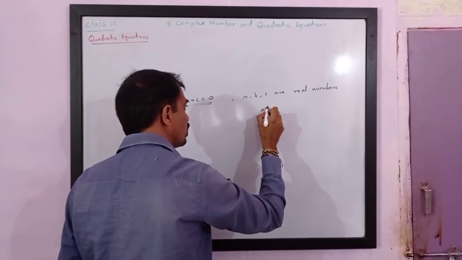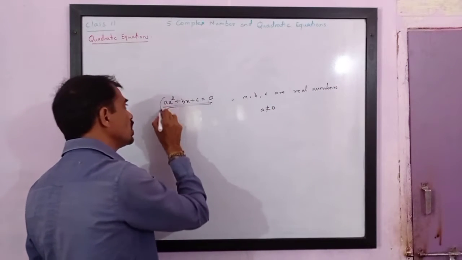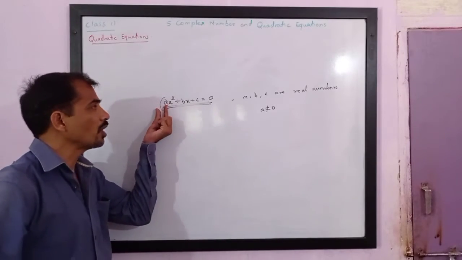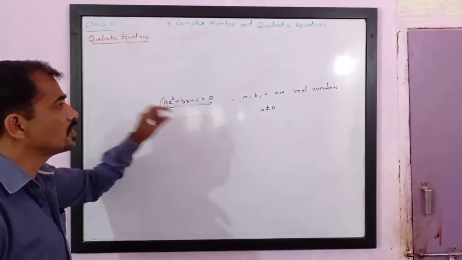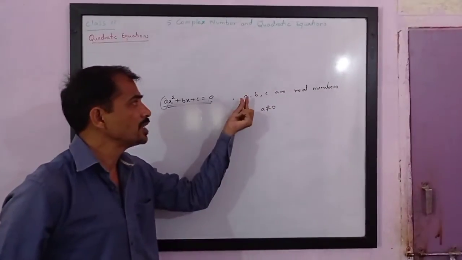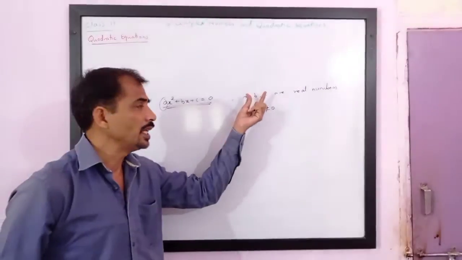And a is not equal to 0. This quadratic coefficient must not be equal to 0. a is called the quadratic coefficient, b is called the linear coefficient, and c is a constant. This is what we have studied. a, b, c are real numbers. It means they can be rational, they can be irrational.